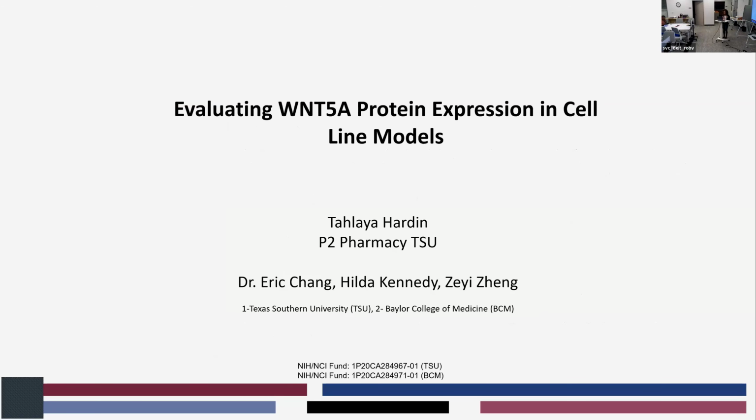Good morning, my name is Talaya, and this summer I had the opportunity to work alongside Hilda and Zaid under Dr. Eric Chang. And today I'll be presenting our project evaluating Wnt5 protein expression in cell line models. The overall goal of this project was to investigate proteins involved in the Wnt signaling pathway that may play a role in communication between breast cancer cells and surrounding cells in the tumor microenvironment.